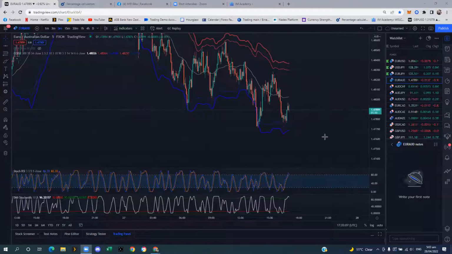Okay. So what I do is I look at where price is currently, and I'm really just trying to find a couple of support and resistance points either side of price currently, so that when it moves into it, I can take the trade.